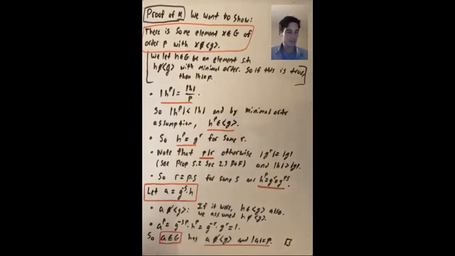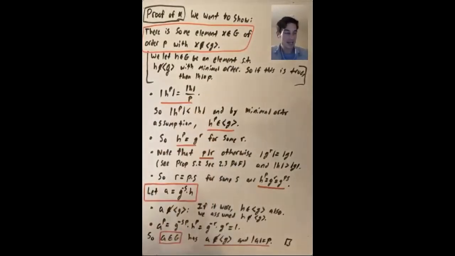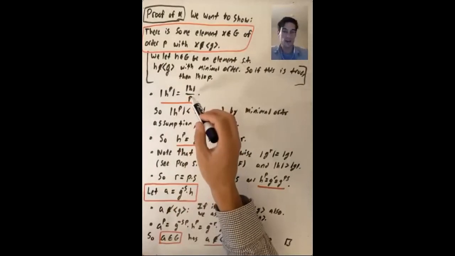Okay, so what do we know about the order of an element in a finite abelian p-group? The order is some power of p. So taking what we know about what happens, you have the order of some element and then you raise it to a power and ask for the order. We know that the order of h to the p is the order of h divided by p.